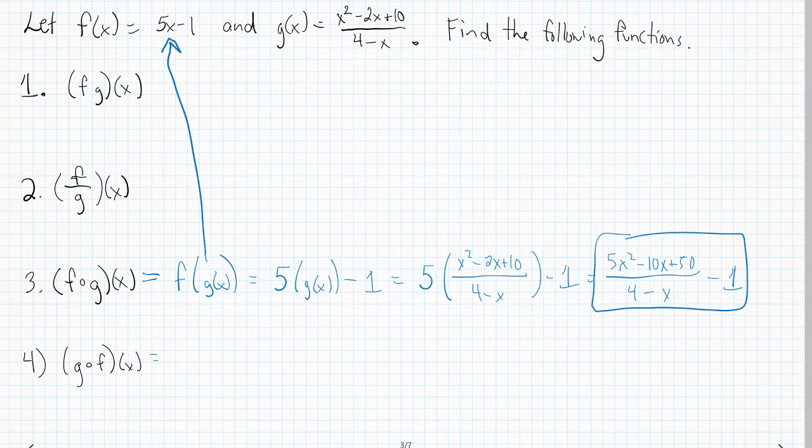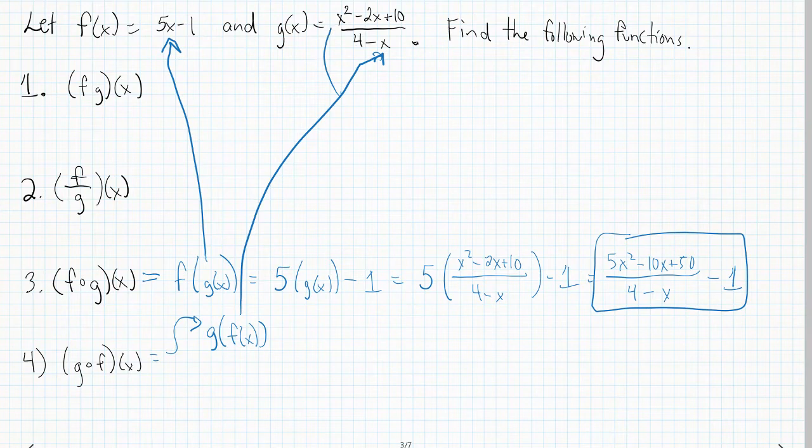So in the next one, we're going to do something similar. I'm going to draw this just to make some room as g of f of x. So this is going to be a little bit trickier. This is going to put all the f of x's in for the x's in g. So we got an x there, we got an x there, and we got an x right there. So this becomes f of x, the quantity squared, right, minus 2 times f of x plus 10 all over 4 minus, and then it goes f of x.